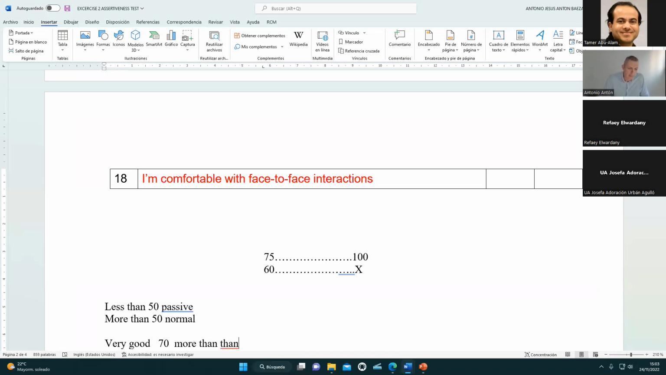But remember, it's very, very difficult to get more than 80 or 90 in this test, because in this test you imagine different circumstances. So for me that's perfect. There are three levels: less than 50, more than 50, and more than 70. Fantastic, you are being more assertive.